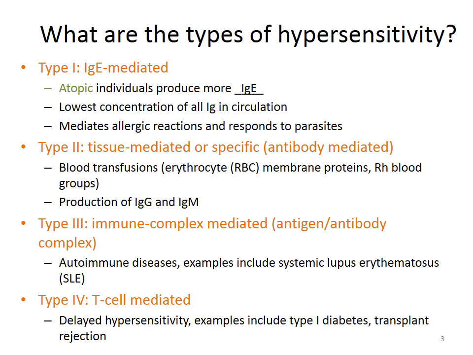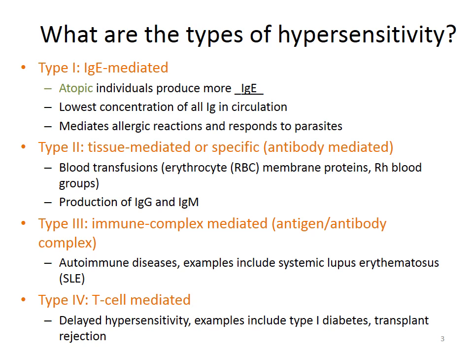There are 4 different types of hypersensitivity that we're going to cover. This is a nice summary slide. Type 1 is an IgE-mediated response. As you recall, this antibody is in the lowest concentration of all the immunoglobulins in the circulation. It functions to mediate allergic reactions and to respond to parasite infections.